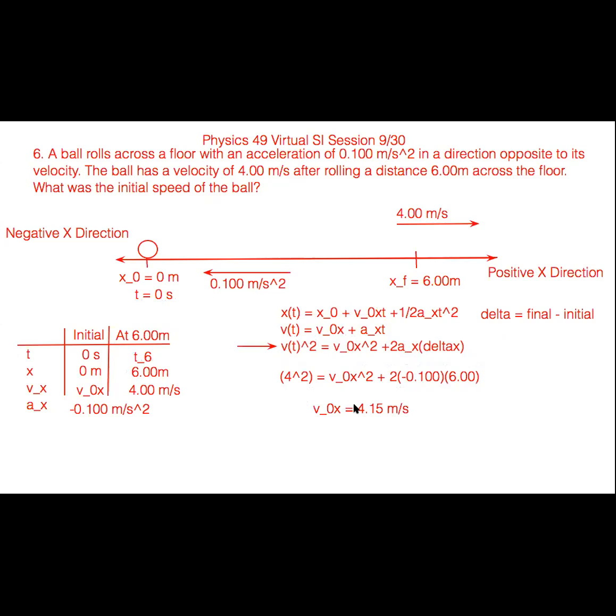Yeah, the algebra work, if you would like to know. First I squared everything that had to be squared, so we get 16 is equal to v naught x squared. Then I multiplied all these numbers, and you should get negative 1.2. After that, we add 1.2 on both sides, and then we get 17.2 is equal to v naught x squared.